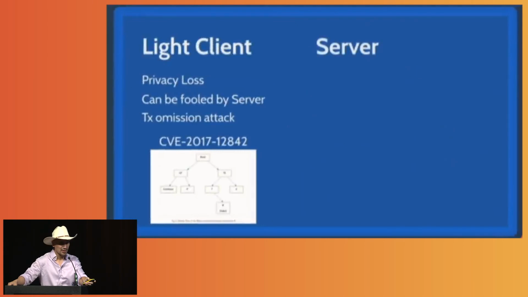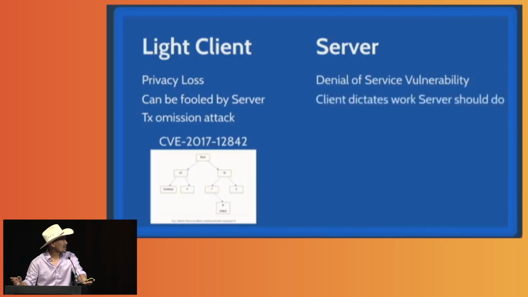Now for the server, the bad thing is the denial of service vulnerability, and that's because the client dictates what the server should do. So that means that the amount of work it has to do scales linearly with the number of clients it has, or number of Bloom filters that are registered with it. And that is a DOS vulnerability because the more clients you have, the more filter blocks it can request and the more work the server has to do.